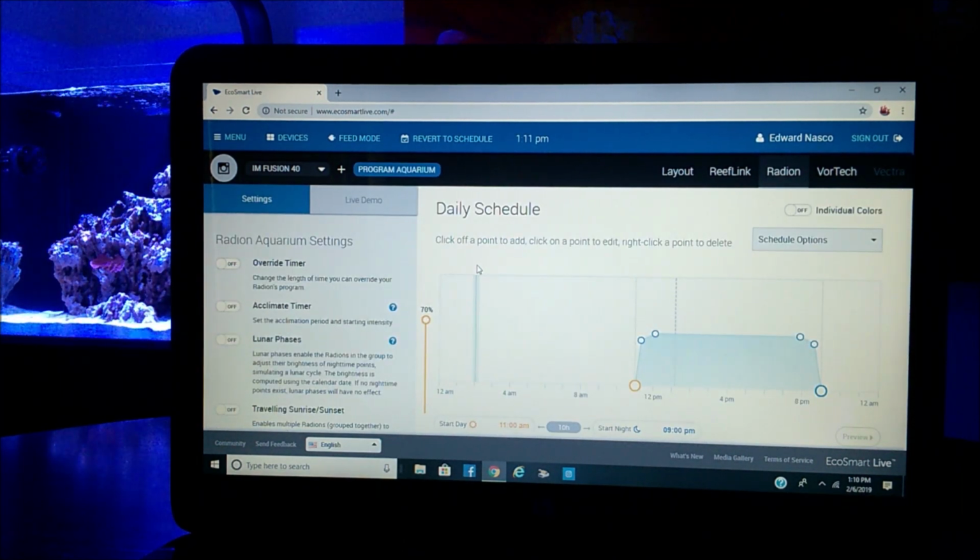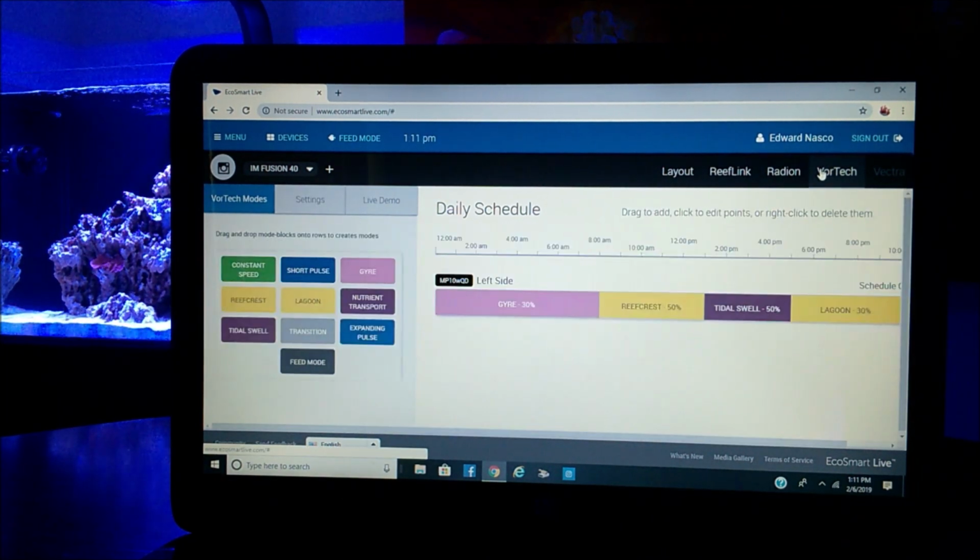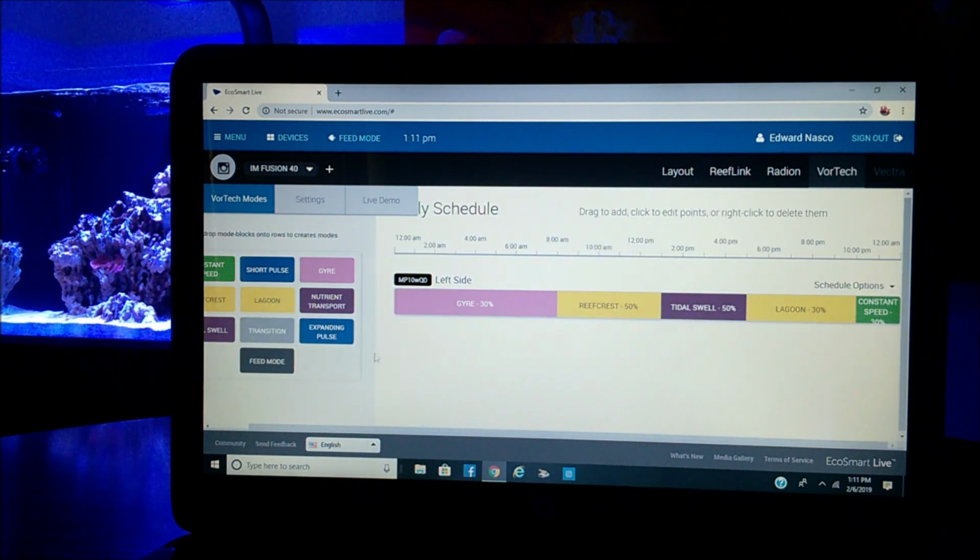Now, when it comes to the Vortech MP10, this is what I actually did. I went ahead, and as I've explained on the previous video, all these go on 12-hour intervals. Okay, now, what I did is I went ahead and the first amount of time, I switched it to gyra.